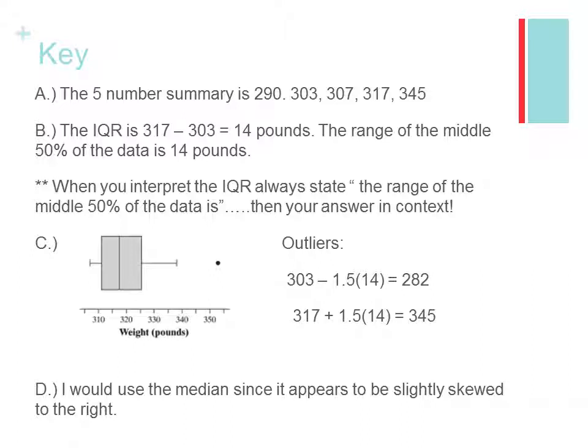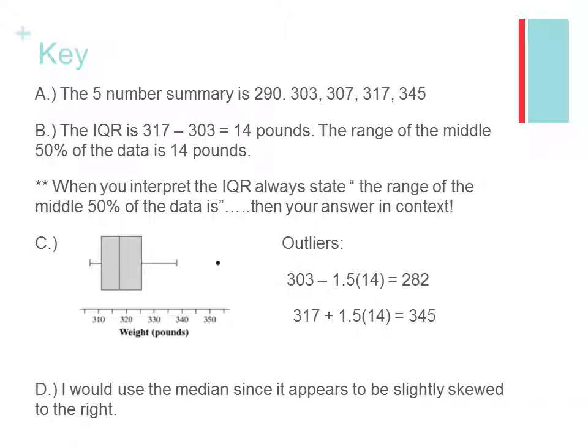All right, so you should have gotten the 5-number summary. They're listed here. Your IQR, show that work: 317 minus 303, Q3 minus Q1, is 14 pounds. So what does that mean? Interpret means tell me in context what that means. The range of the middle 50% of the data is 14 pounds. So when you interpret the IQR, make sure you always state the range of the middle 50% of the data is blank, in context.